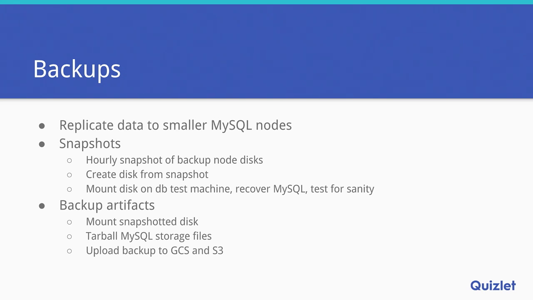So if we were to lose the running instances we have, the most data that we would lose in that scenario is an hour's worth of data. So this is pretty nice. We press the snapshot button, it goes, it saves, and we have this guarantee.